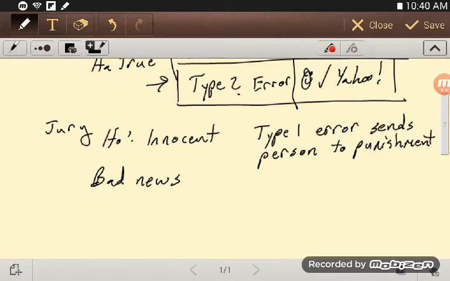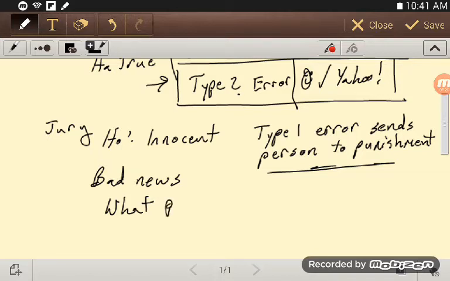Now, ever? Well, the only way to make sure we never did this is never try them, right? Because as soon as you have a trial, there is the possibility of committing a type 1 error. There's just no way around it, right? So we have to live with that idea. Now, what are we willing to live with?